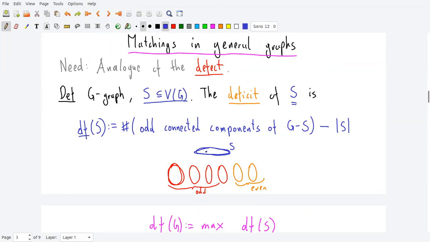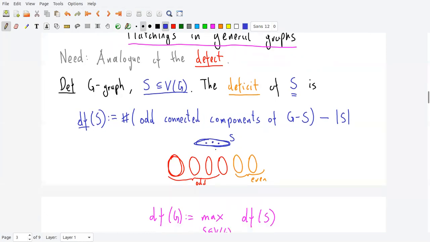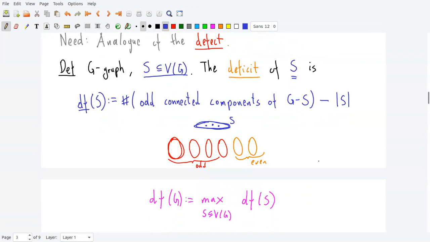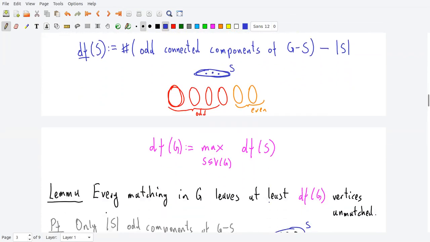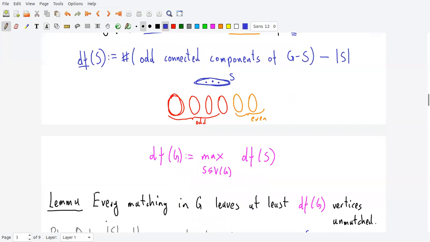Okay, this is a bit weird. Yeah, the deficit of the whole graph is similar to what we had before, the maximum possible deficit of a subset of vertices. And now the following lemma explains why this definition is actually good for us.